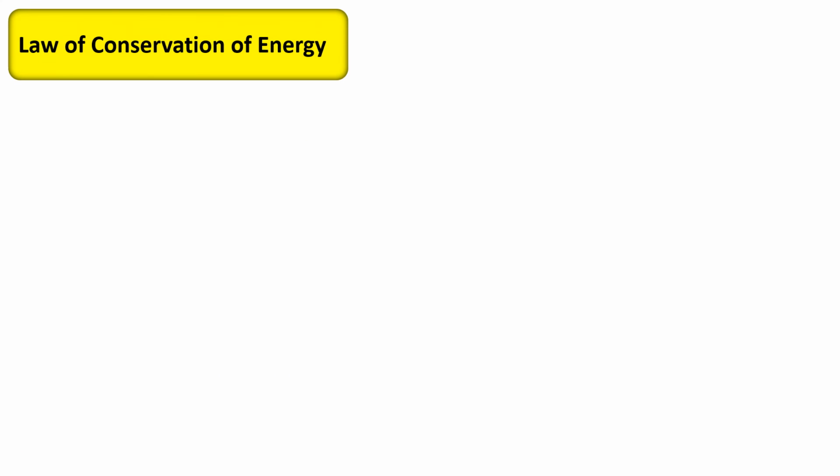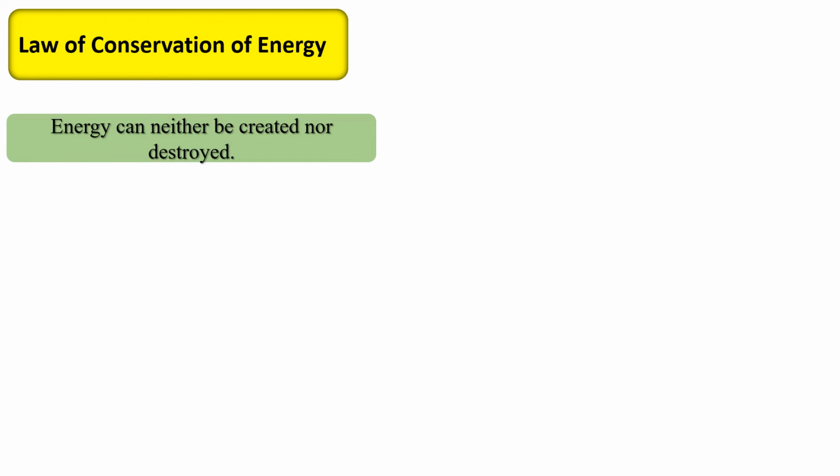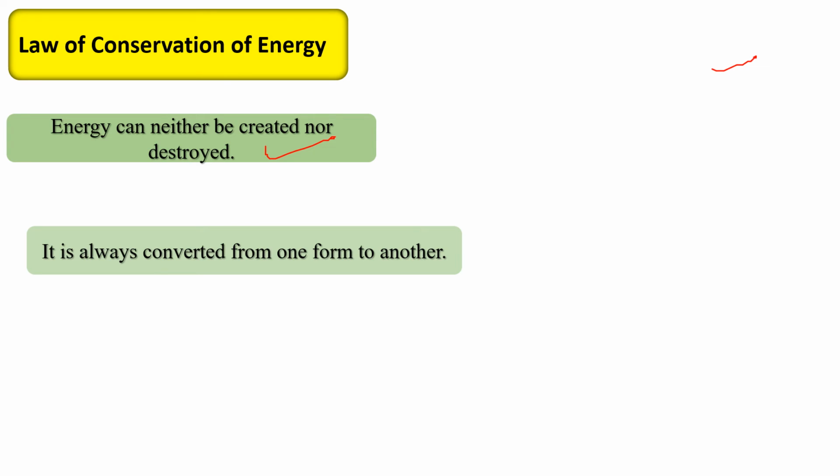Now let's understand the law of conservation of energy. It states that energy can neither be created nor destroyed. We cannot create energy from nowhere, nor can we destroy energy. We cannot say I have completely destroyed the energy or I have created energy. So this we need to remember: energy can neither be created nor destroyed. It is always converted from one form to another. We do not create energy, but we convert it from one form to another.